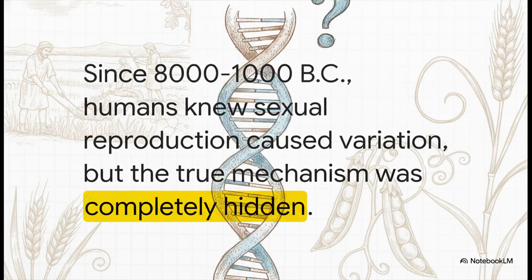Now, what's absolutely wild is that humans had been selectively breeding plants and animals for thousands of years. As far back as 8,000 to 1,000 BC, humanity already knew for a fact that sexual reproduction caused this variation. We knew how to exploit it to get the traits we wanted. But the actual biological code, the physical mechanism making it all happen behind the scenes, remained a total mystery. That is, until one man stepped up.